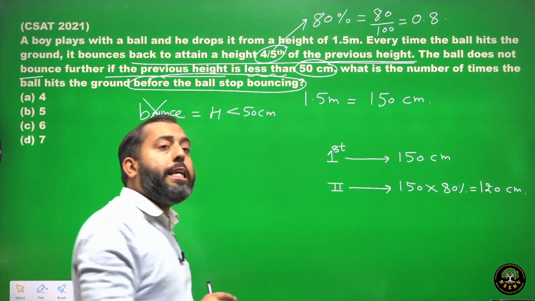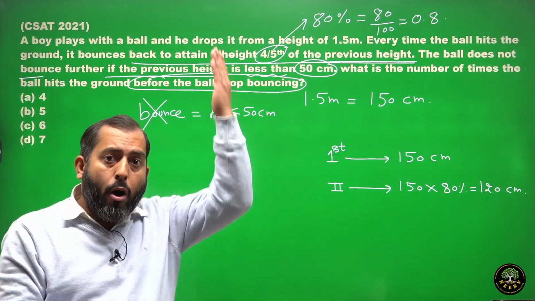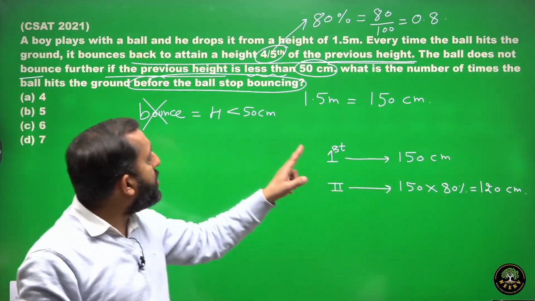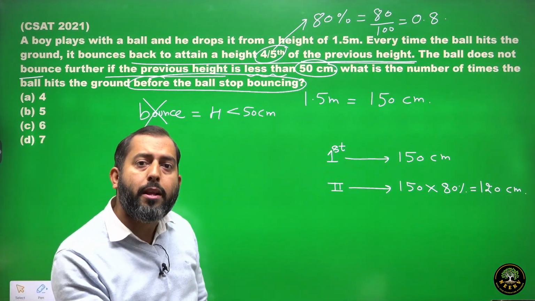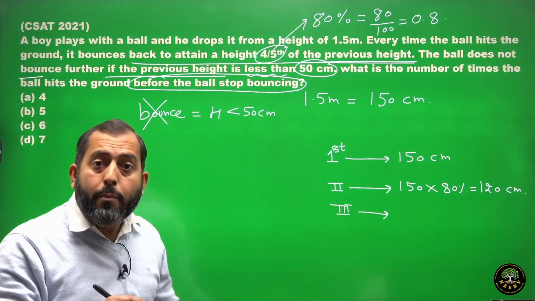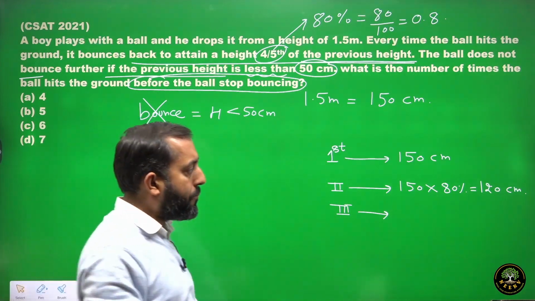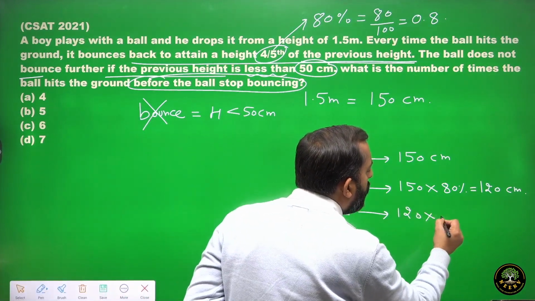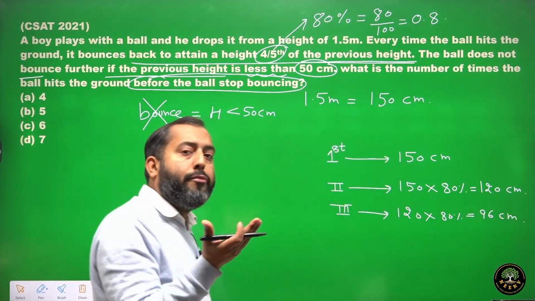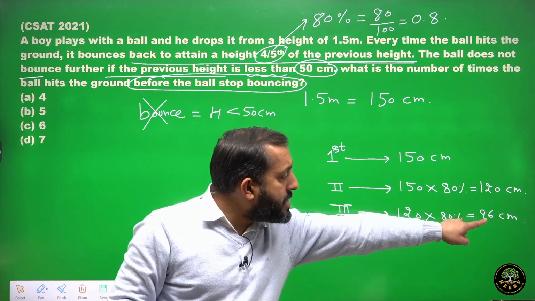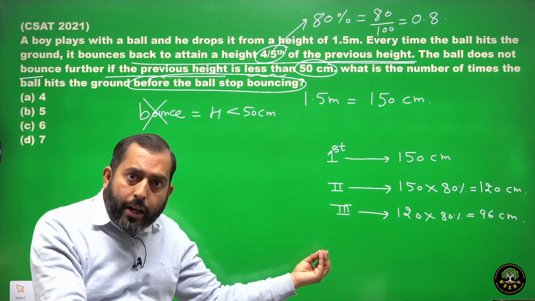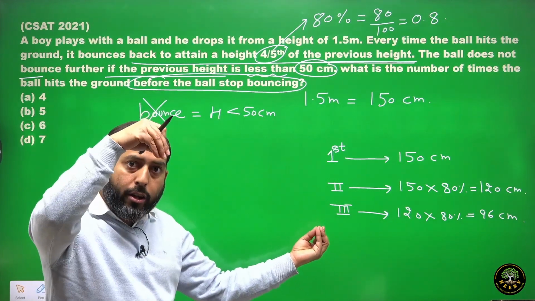So before hitting the ground for the second time, the ball is going to cover how much distance? 120 centimeter. Now 120 centimeter is more than 50 centimeter. That is why the ball will bounce back. Now, what will be the distance covered by the ball before hitting the ground for the third time? It is going to be 120 into what? 80%, which comes out to be equal to 96 centimeter. So before hitting the ground for the third time, the distance traveled by the ball is 96, which is more than 50. So definitely on the third attempt, it will hit the ground and it will bounce back.